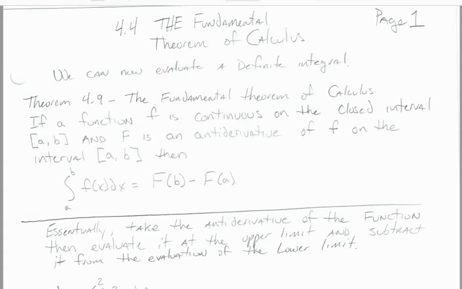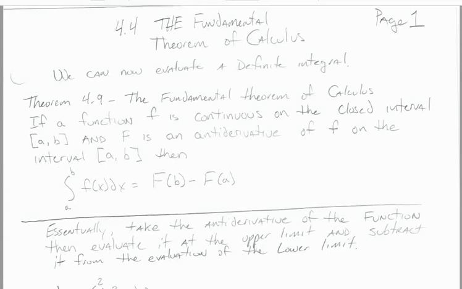So, if we look at Theorem 4.9, it says if a function f is continuous on the closed interval a to b, and F is an antiderivative of f on the interval a to b, then we can write it as the integral from a to b of f of x dx equals F of b minus F of a. So we really got to pay attention to the lower and uppercase f's here. Remember the lowercase f is the derivative, or the function that we're going to start out with, and the uppercase F is the antiderivative.